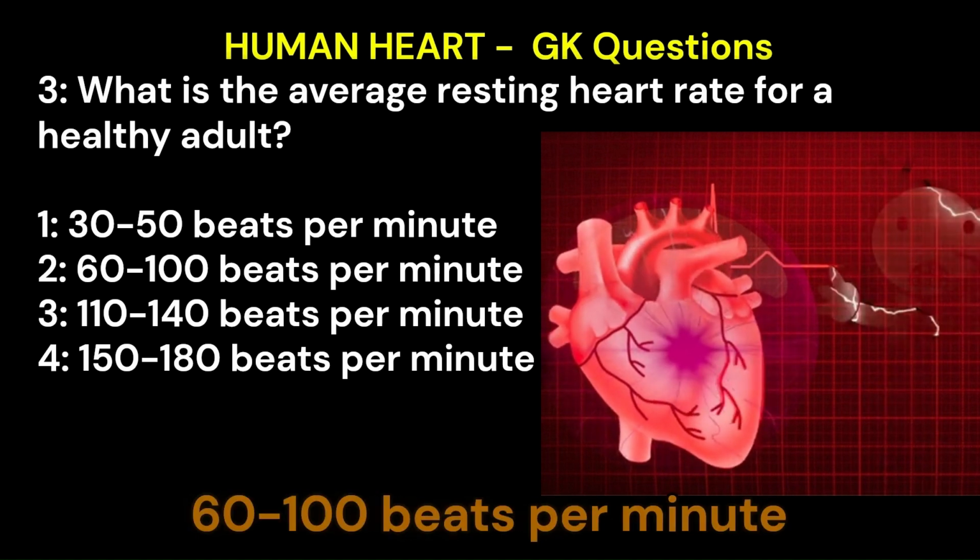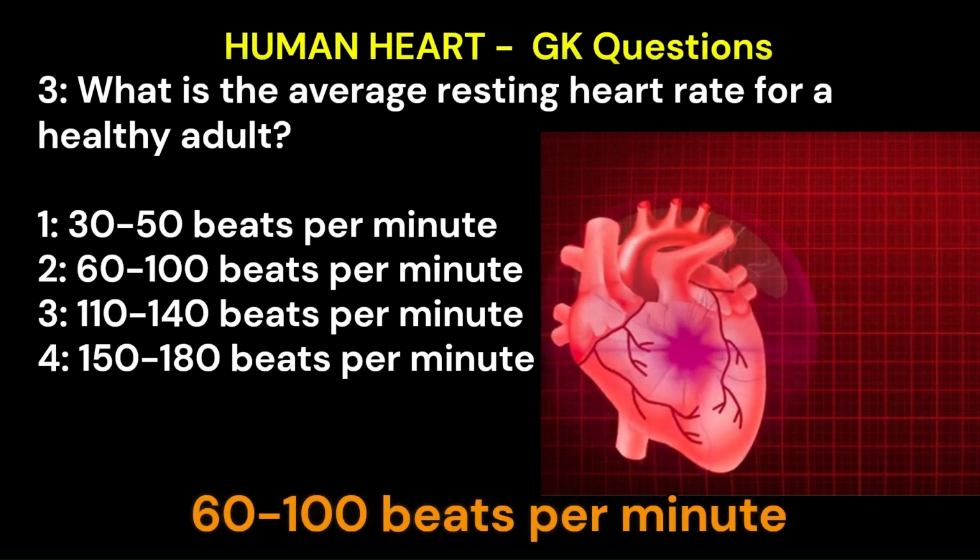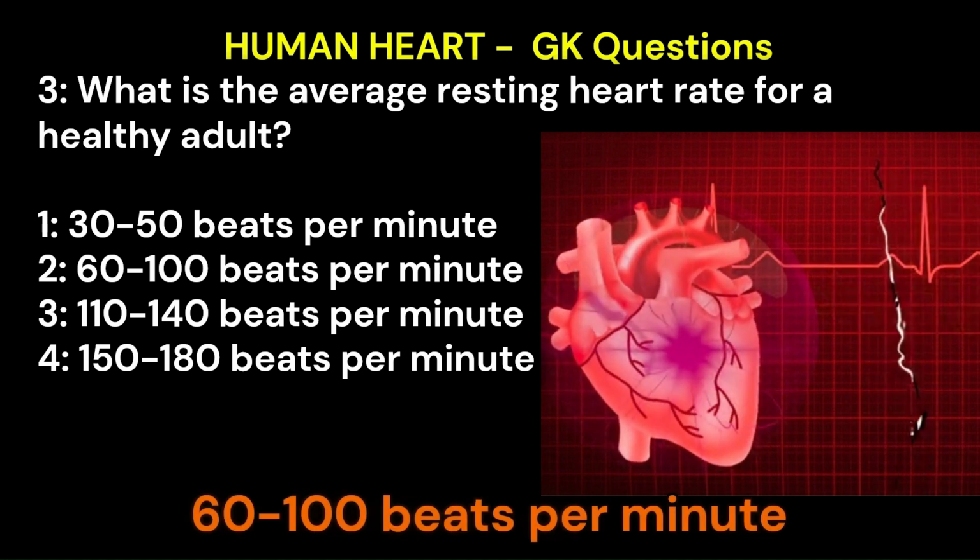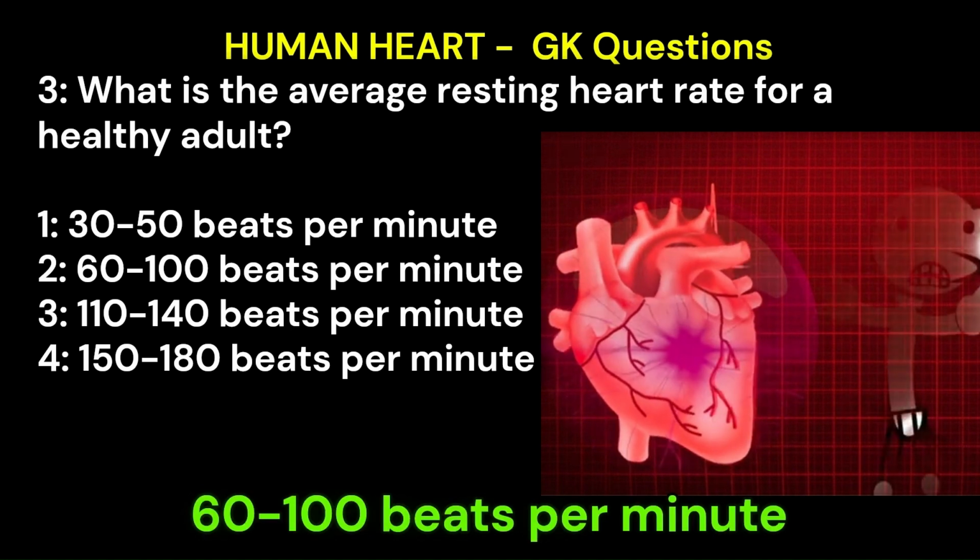A normal resting heart rate ranges between 60 to 100 bpm. Athletes may have lower rates, 40 to 60 bpm, due to higher cardiovascular efficiency.